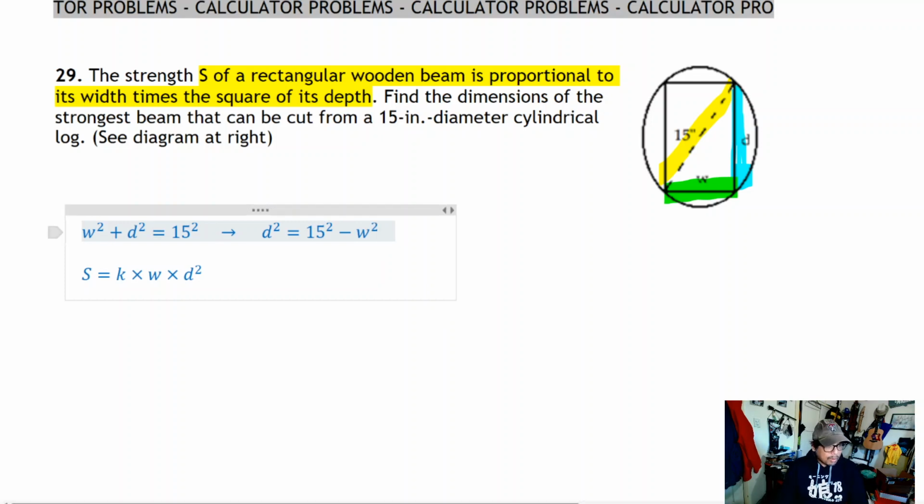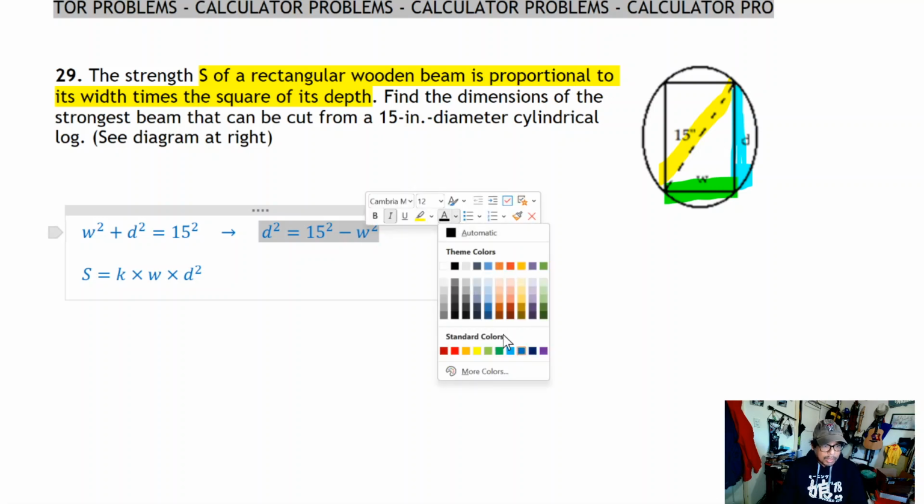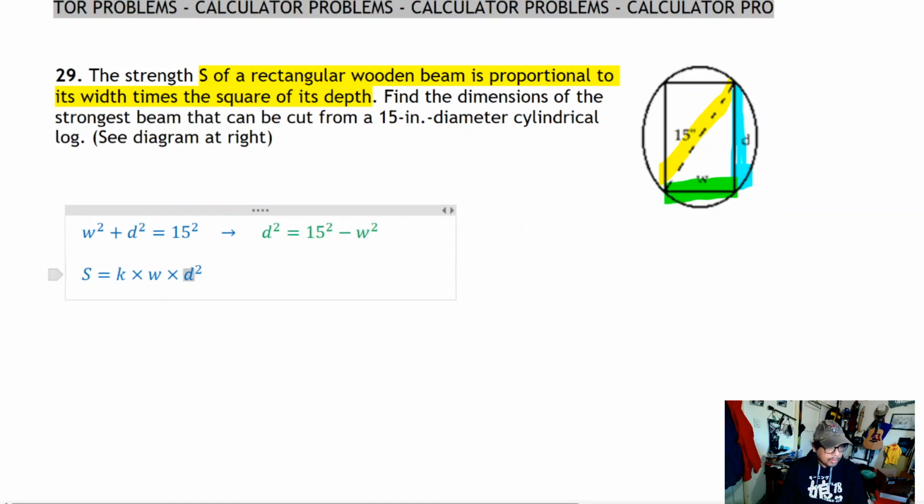And we can use this formula in our strength formula. Substitute that in there like that. So we would be saying that strength, after substitution, is equal to, well, instead of d squared, we can have 15 squared minus w squared. Kind of like that.